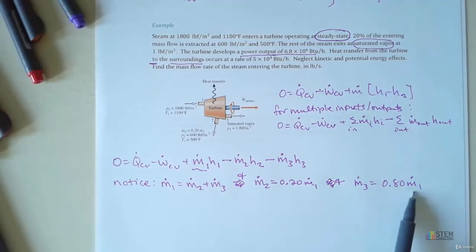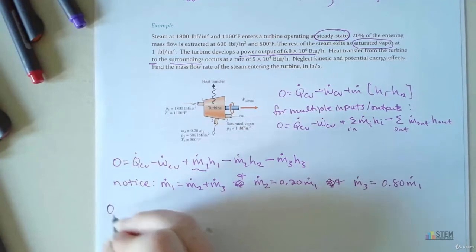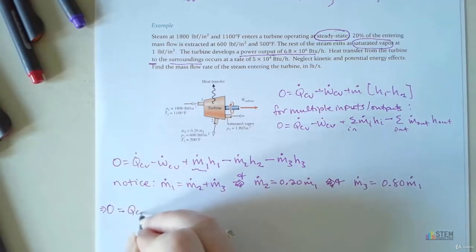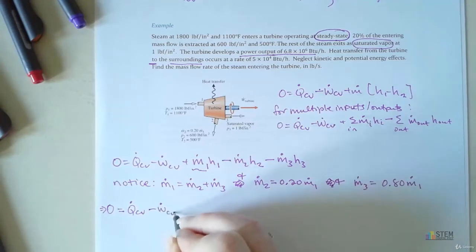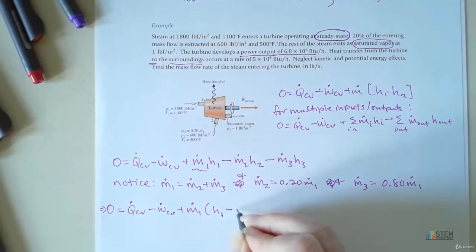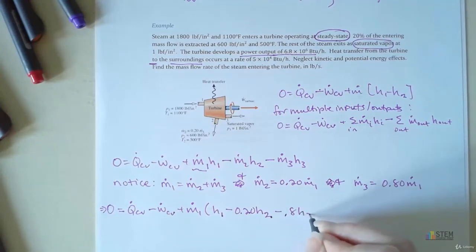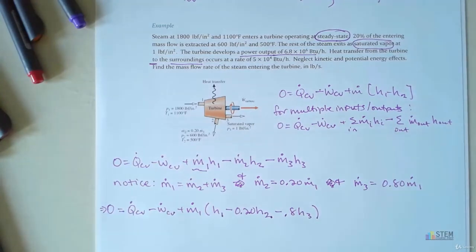Notice we have these two in terms of M1 dot. So that's good. We've reduced the number of variables that we have. So let's replace these, put them in this equation up here. So we'll have 0 equals Q dot minus W dot plus M1 dot times H1 minus 0.2 times H2 and then minus 0.8 times H3. All we did here was pull out the M1 dot from these terms.